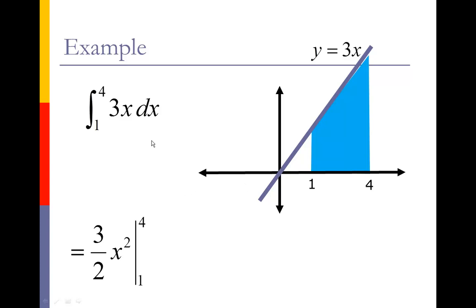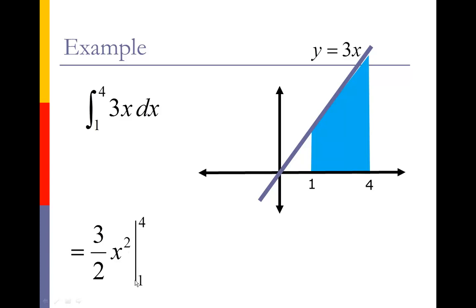Okay, so how do we do this? First step, take the antiderivative. The antiderivative of 3x is you raise the power by 1, and then you divide by that new power. So 3/2 x squared is my antiderivative. And then you're seeing this vertical line. Sometimes you see this in textbooks and in math classes.